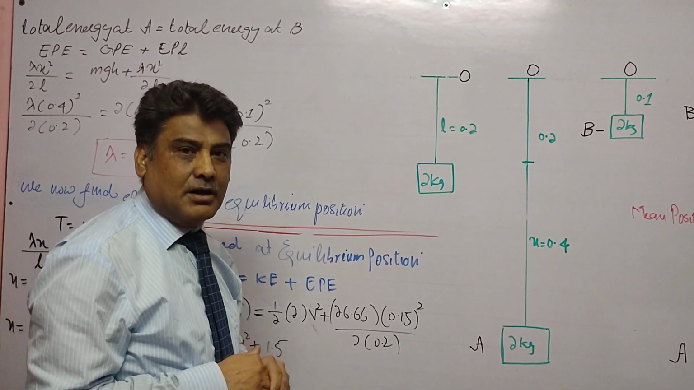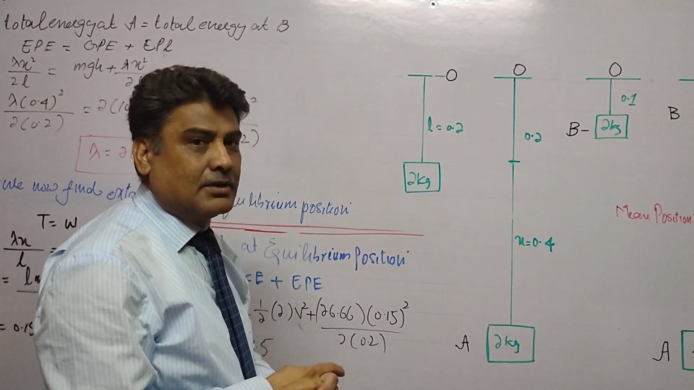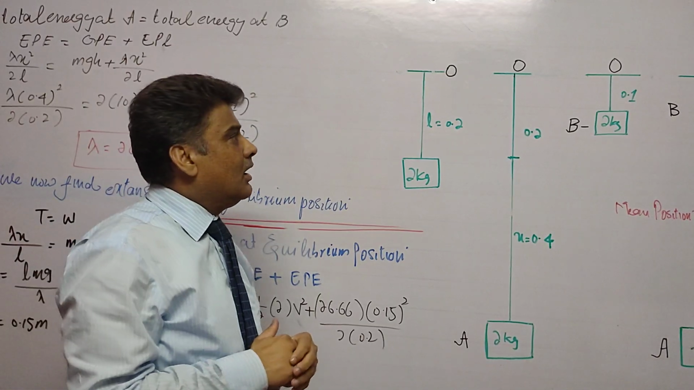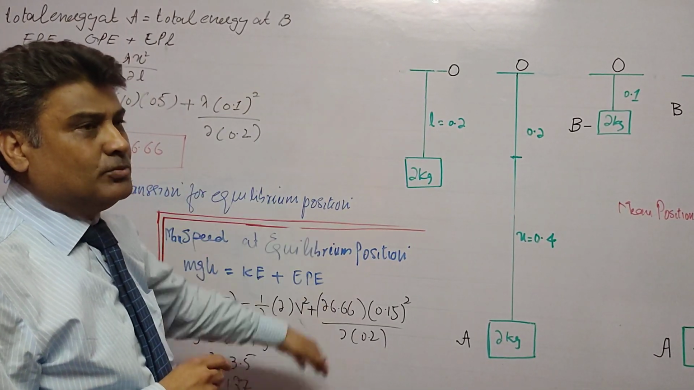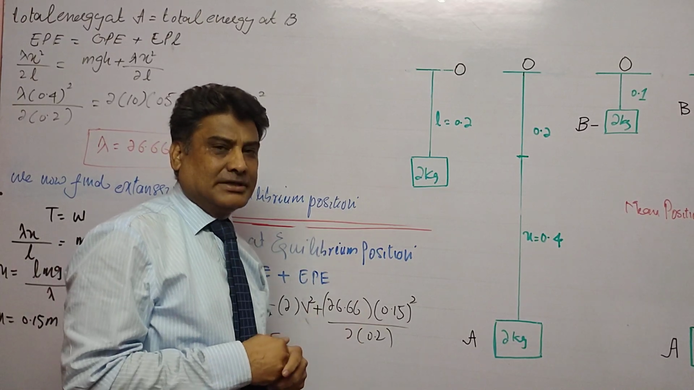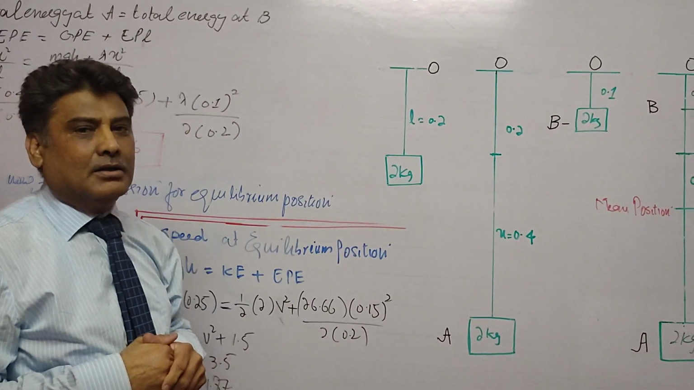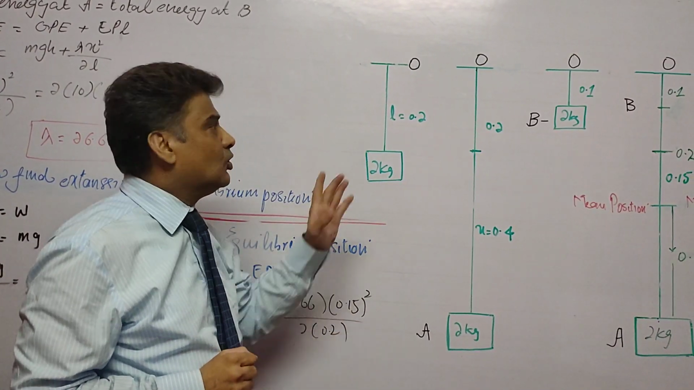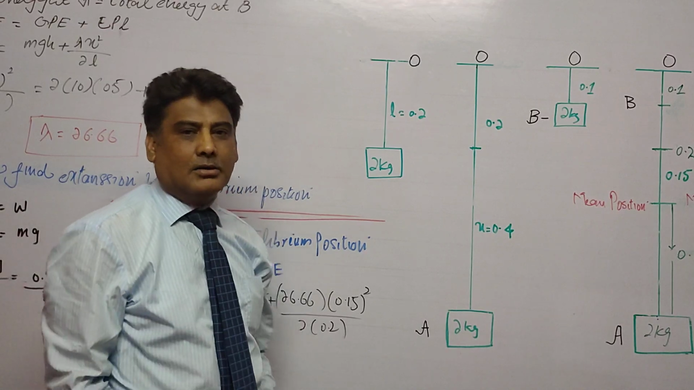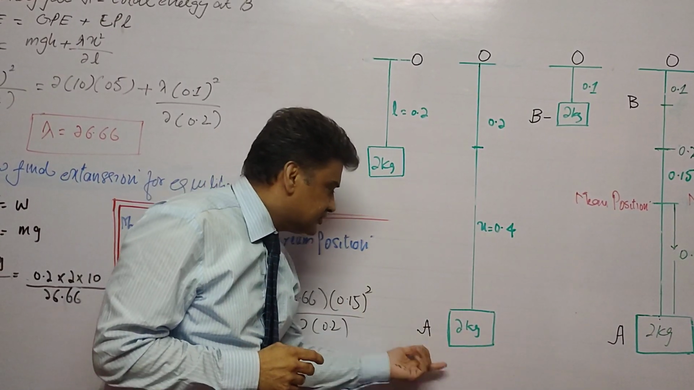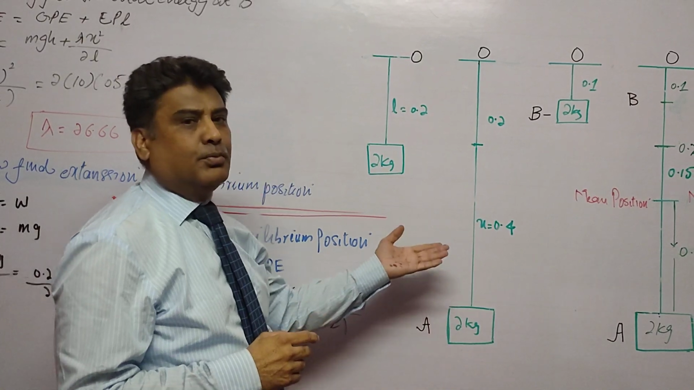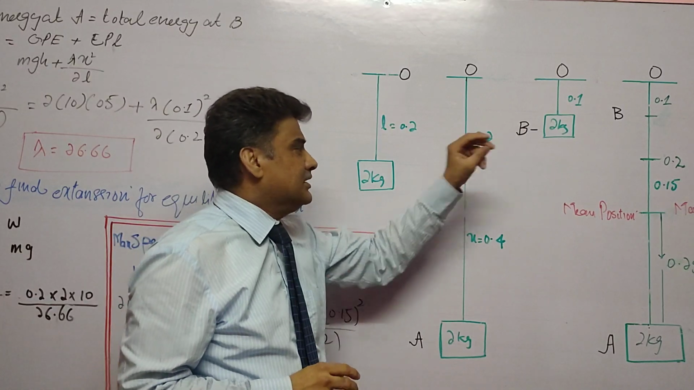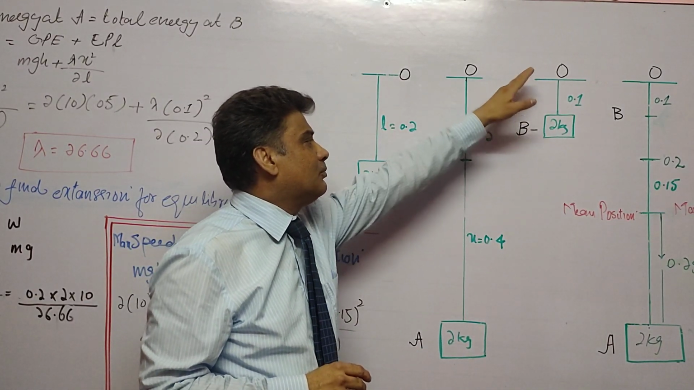A particle of mass 2 kg is attached to one end of a light elastic string having natural length 0.2 meter. The other end of the string is attached to fixed point O. The particle is now pulled from rest to the point A, I mean to say 0.6 meter below the point O. When we release the particle from this position, it will move in upward direction due to elasticity in the string, and it will move up to the point B, which is 0.1 meter below the point O.